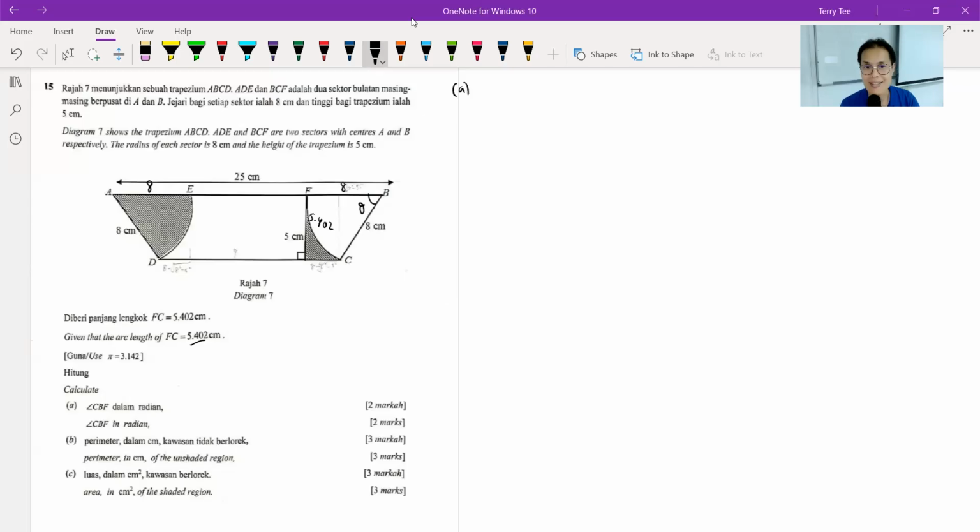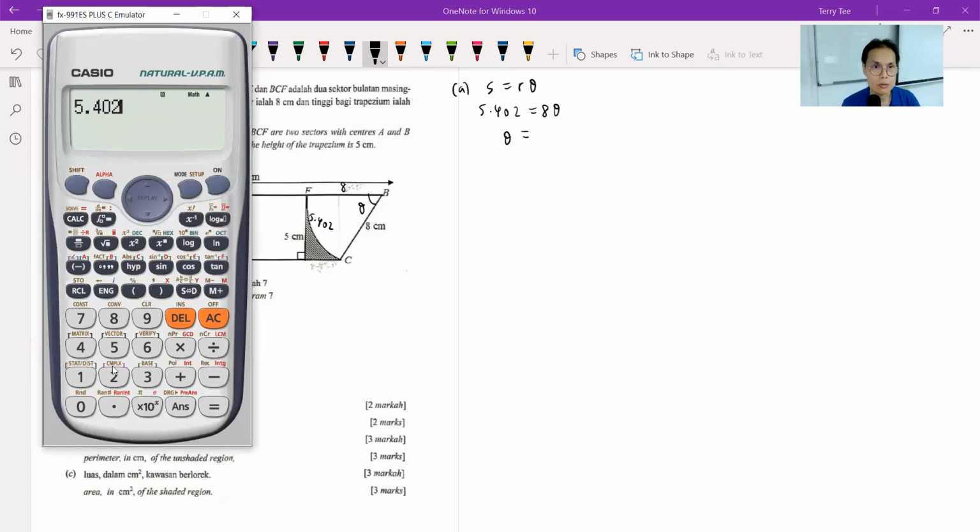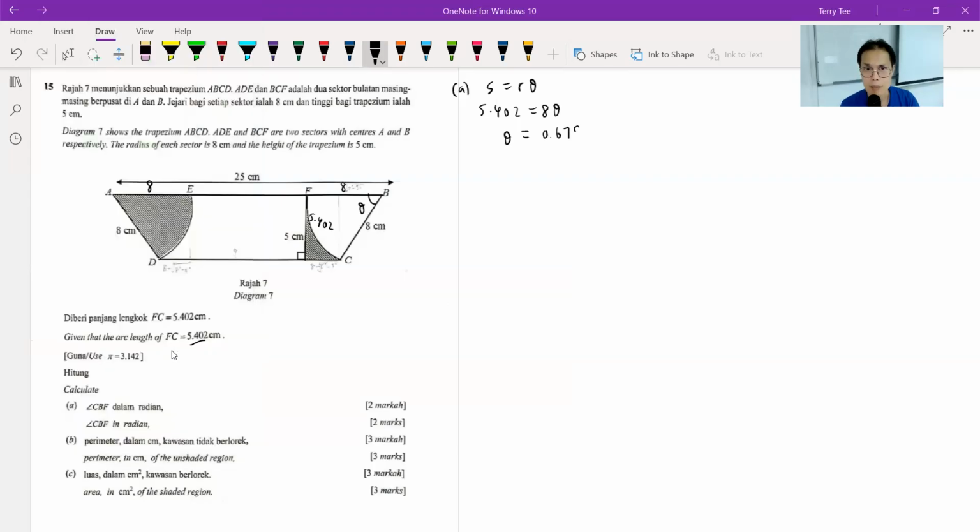So for the first part, we just use s equals r theta. Very simple formula to find the length of arc. Since the length of arc is given as 5.402, and your radius is 8, can you find theta? Now let's take 5.402 divided by 8. My answer is 0.6753. You can write more digits, but you don't need such an accurate answer. 4 significant figures is good enough, right? Okay, next, you're supposed to find the perimeter of the unshaded region.